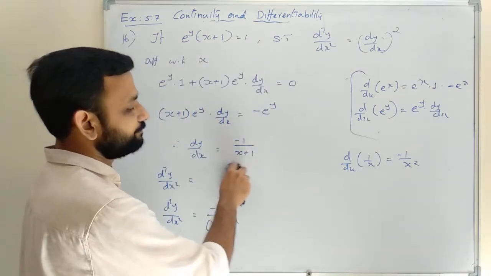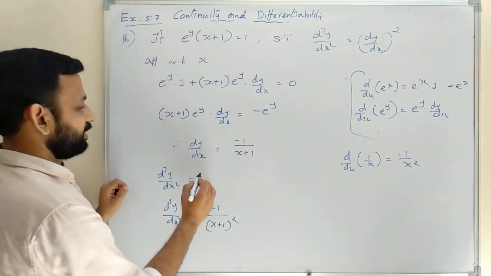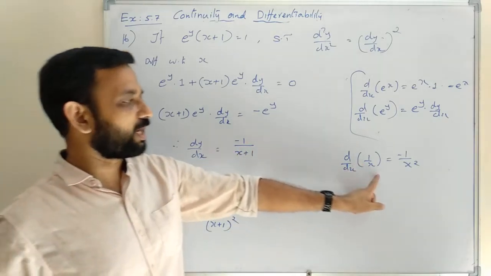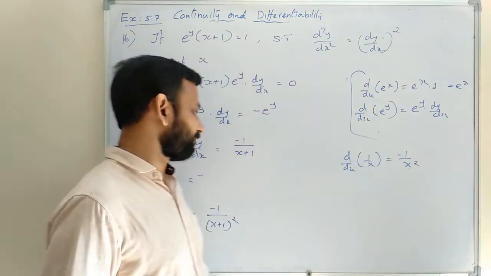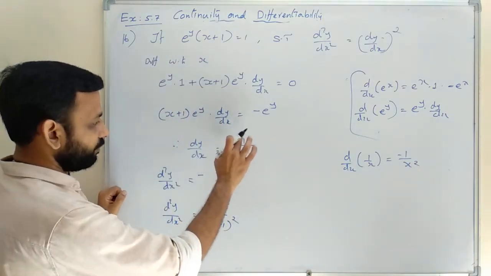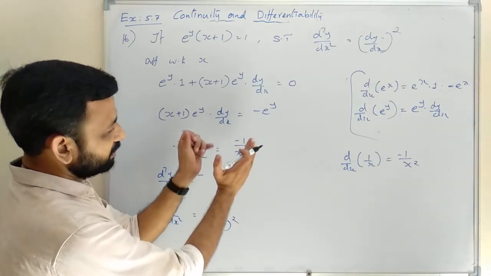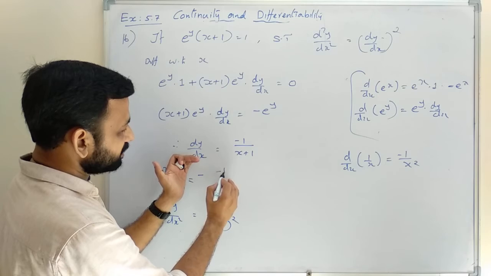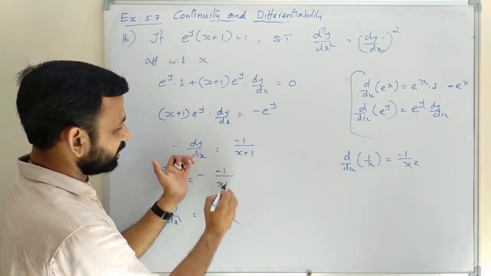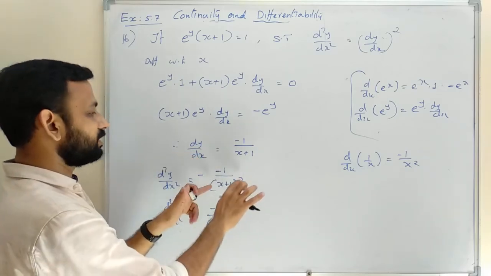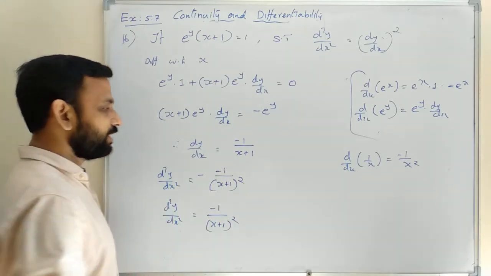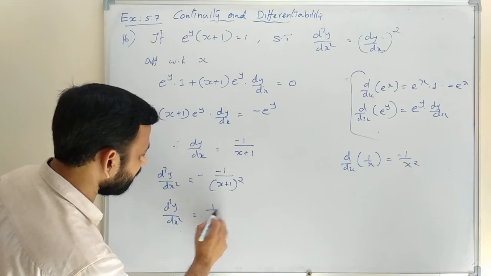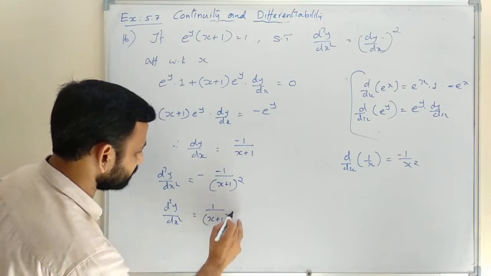Then d by dx of 1 upon x plus 1 is equal to... here we made one mistake. So here, minus sign, minus 1 here, minus sign outside. Then d by dx of 1 upon x is minus 1 upon x square. So d by dx of 1 upon x plus 1 is minus 1 divided by x plus 1 whole square, and the minus sign we kept outside. So that square is only for x plus 1. Minus into minus is plus. So now we got 1 upon x plus 1 whole square.